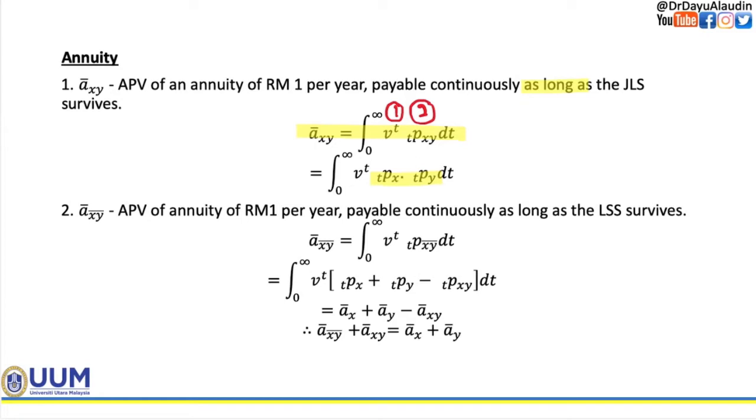Second one, the actuarial present value of an annuity of RM1 per year, payable continuously as long as the LSS survive. So this is for LSS. We have XY with the bar, the bound is also 0 to infinity, and we have VT times TPXY with the bar. So the difference from the first one is just the TPXY.